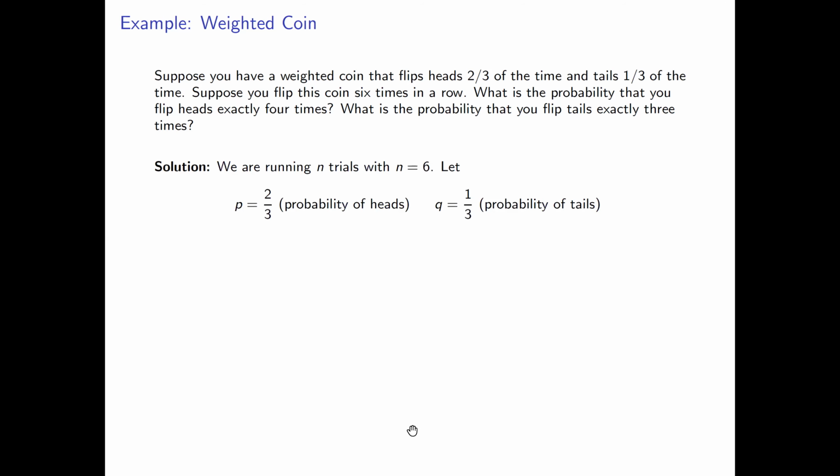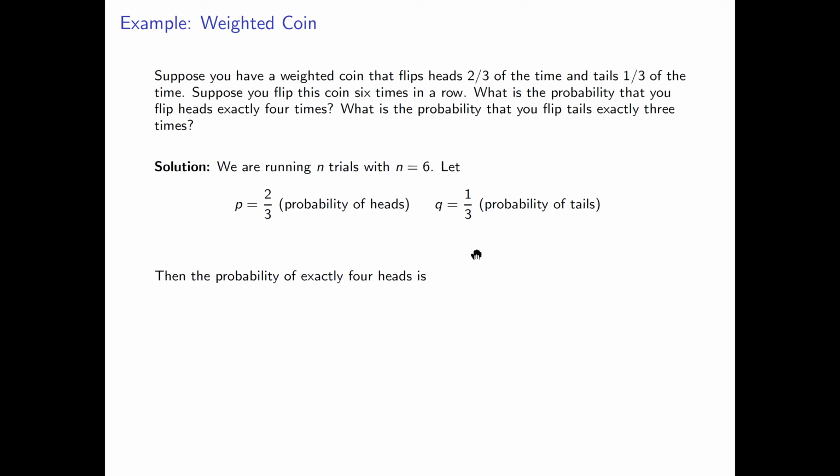We'll view the event of flipping a heads as a success. So we'll say P is 2/3, which is the probability of flipping heads. And Q is 1/3, the probability of flipping tails, or the probability of a failure in this case.